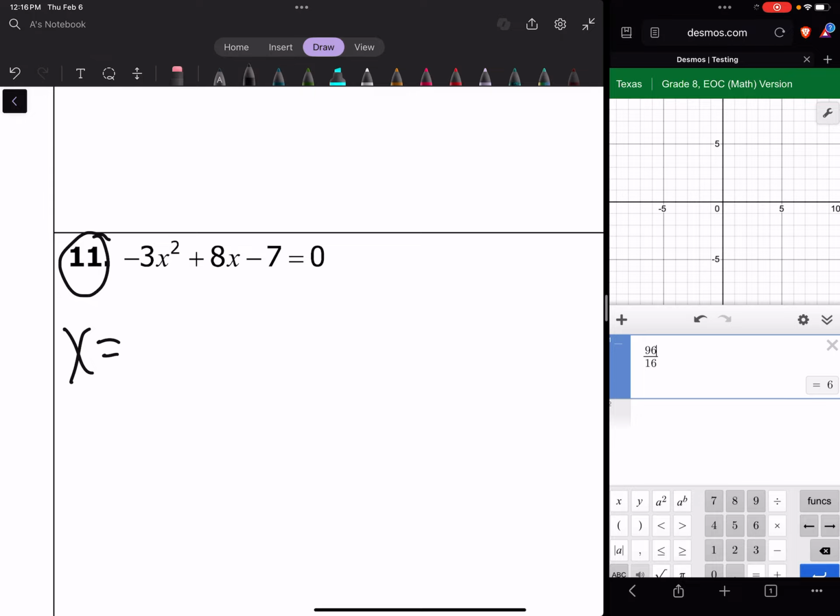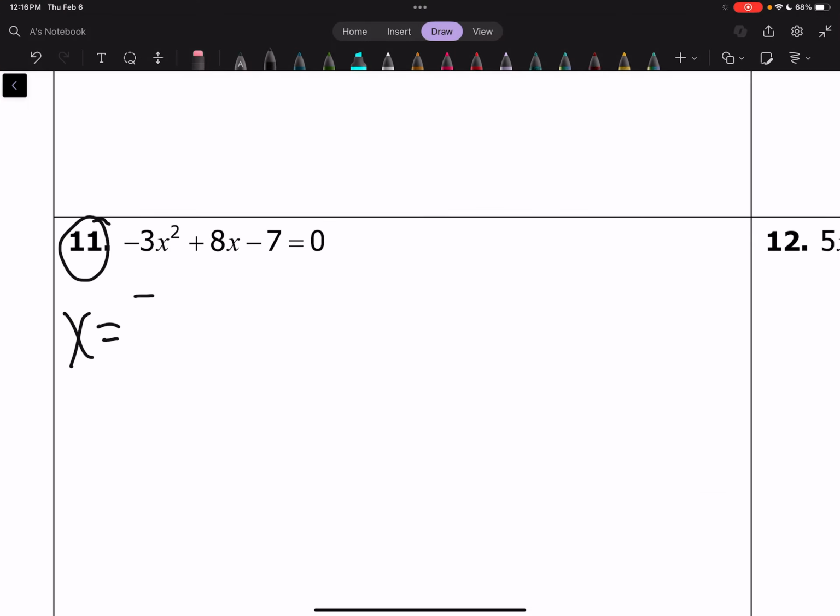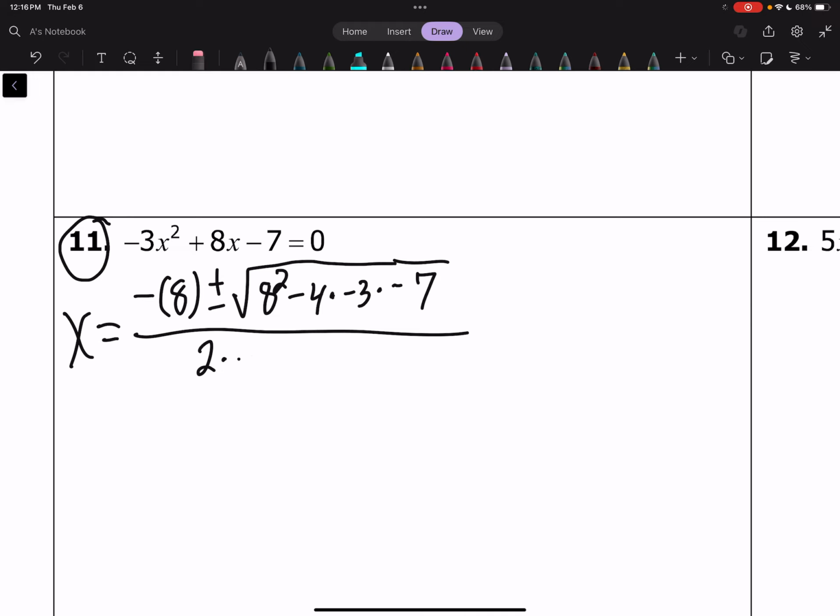X equals, I'm going to get rid of the Desmos, don't need it. Negative b plus minus square root b squared minus 4ac all over 2a. All right, from here, this is negative 8 plus minus square root of 64 minus, all right, 4 times 3 is 12, times 7 is 84, over negative 6.